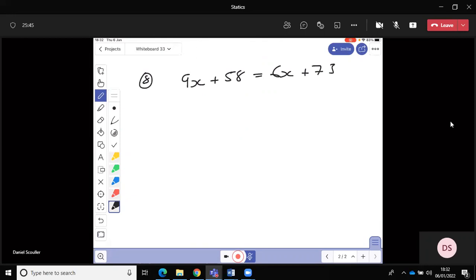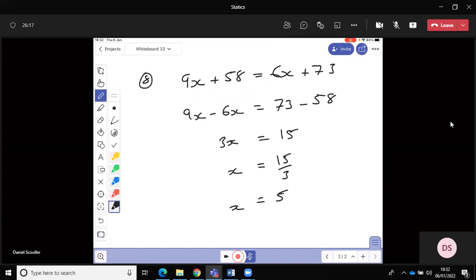Okay, numbers are a wee bit higher this time, but again, exact same process. 9x minus 6x equals 73 minus 58. With 3x, and that would leave you with 50. Moving that multiple across, just 15 over 3, x becomes 5.